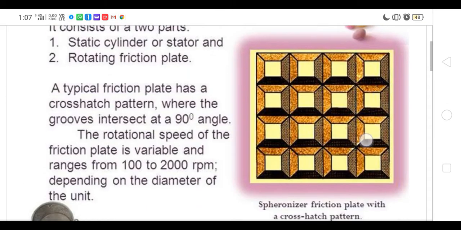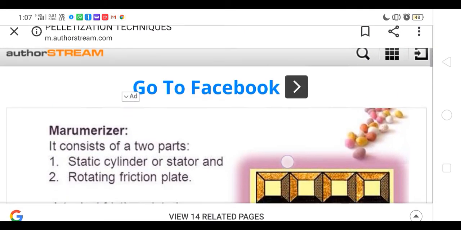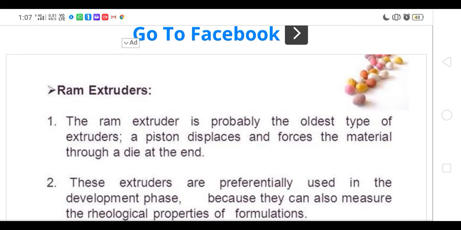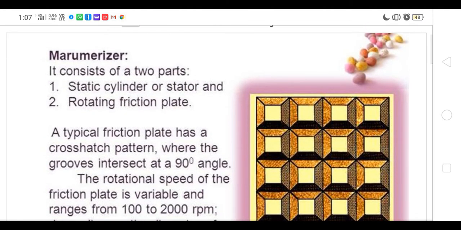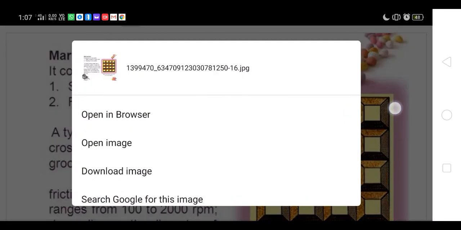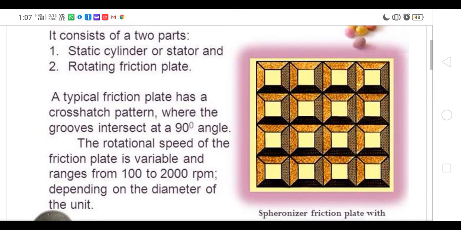Now after the extrudates come out, they are sent to the spheronization. Marumerizer means spheronizer. From the extruder you are getting cylindrical rods, right? So they have to be cut and sent to the spheronizer, and it gives you spherical particles like this, right? In this you have a static cylinder, the stator, and a rotating friction plate, depending upon its groove size.